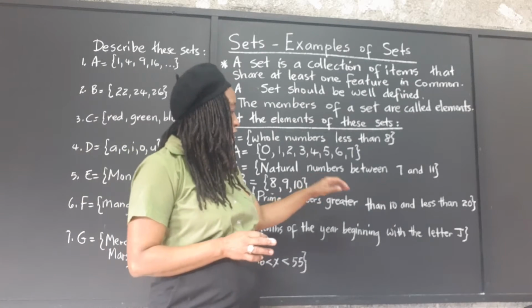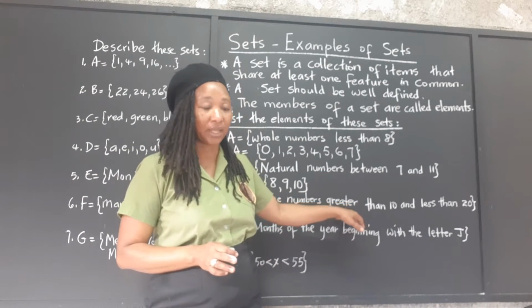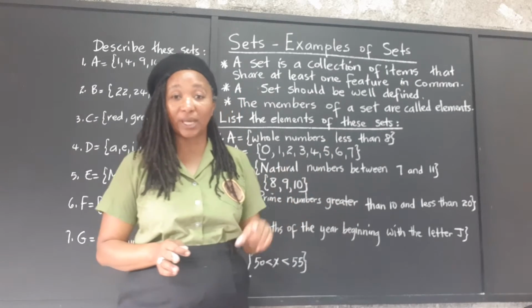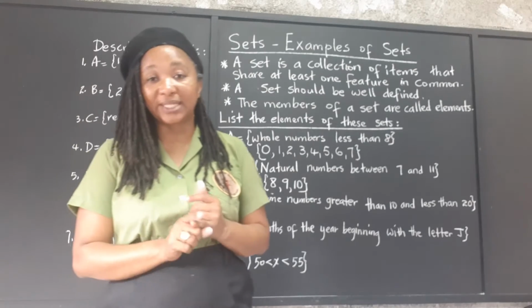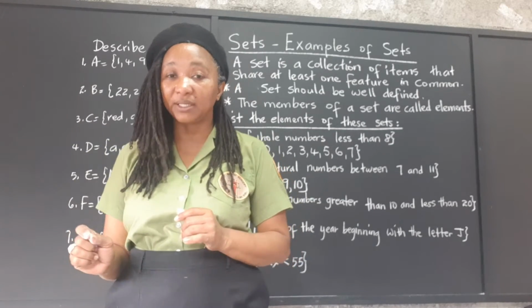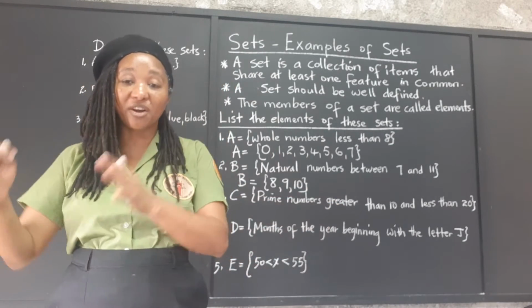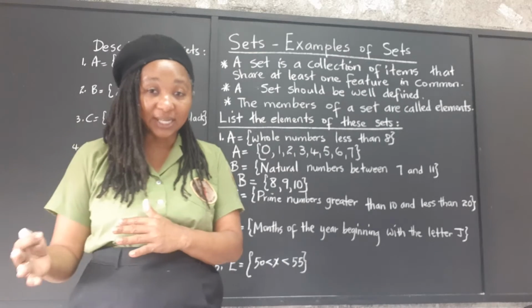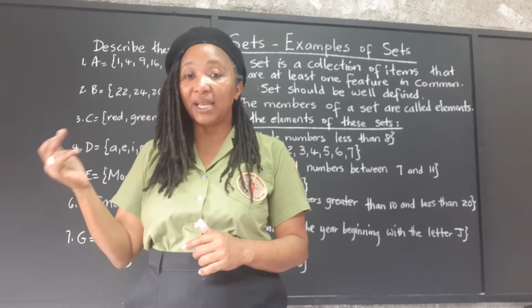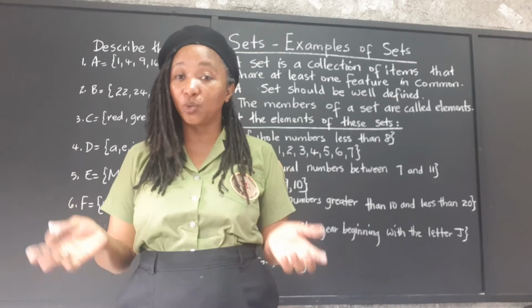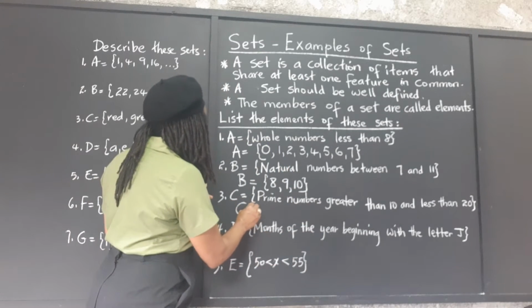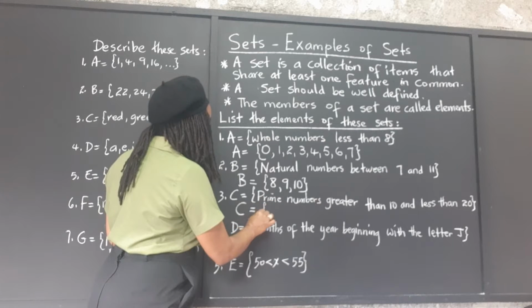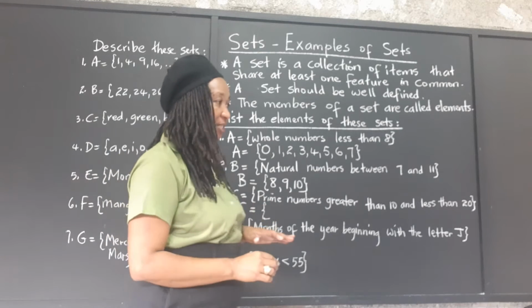that are greater than 10 but less than 20. We are not going to include the 10 or the 20 because these numbers have to be bigger than the 10, greater than the 10, and they have to be less than the 20, so we can't include the 10 or the 20. So for set C, prime numbers greater than 10, less than 20.